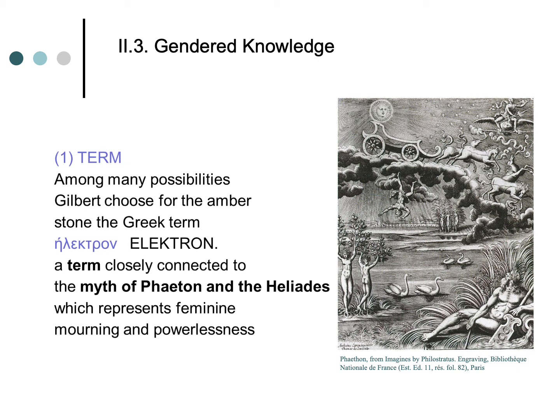First, it's the choice of the term electron. Among many possibilities, Gilbert could have chosen for the amber stone the Greek term electron, but also the Latin term, the English term, the Iranian or Persian term that was quite popular, or even a term from another language. But he chose the Greek term, and the Greek term electron is very closely connected to the myth of Phaeton and the Heliades. That was a myth published by Ovid in his book of Metamorphoses, and this book was a bestseller at the time. So I think that the book influenced Gilbert to choose the word electron. And this myth of Phaeton and the Heliades represents feminine yearning and powerlessness.